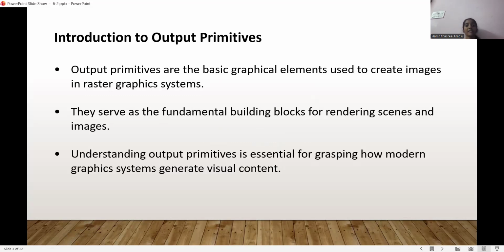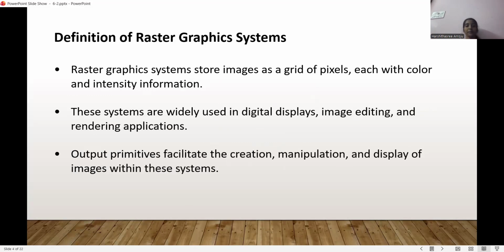Output primitives are the basic graphical elements used to create images in raster graphics systems. They serve as the fundamental building blocks for rendering scenes and images. Understanding output primitives is essential for grasping how modern graphic systems generate visual content.